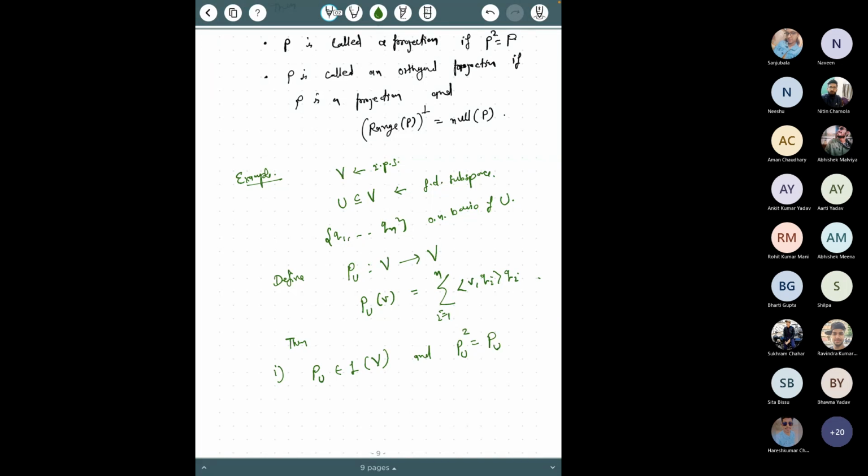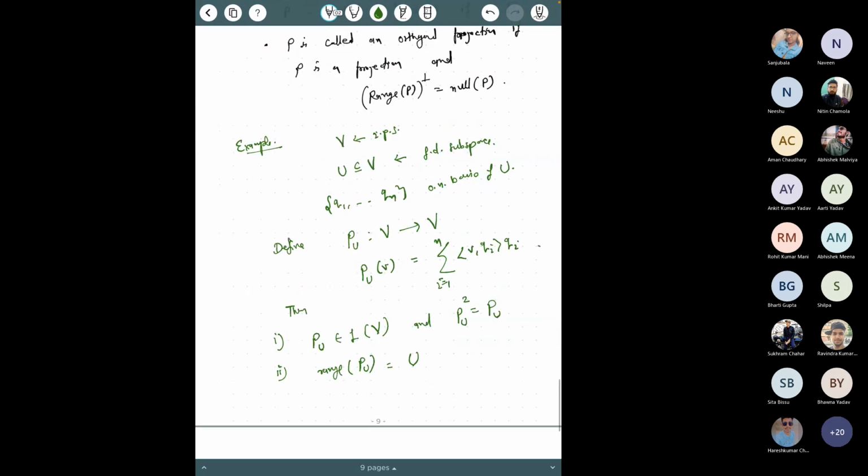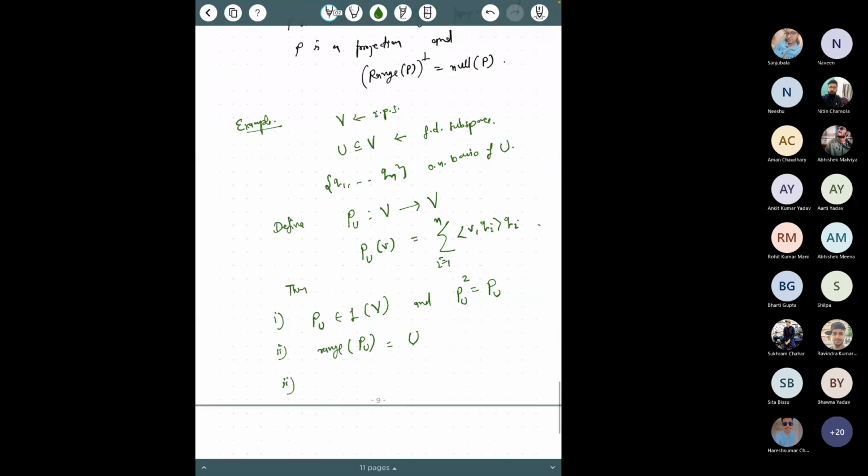Secondly, if you look at the range space of P_U, can you tell me what it would be? It would be U, because these q_i form a basis for U, and the range space here clearly is the span of the q_i. So the range space of P_U is U. Can you also tell me what the null space of P_U would be? When would it be 0?